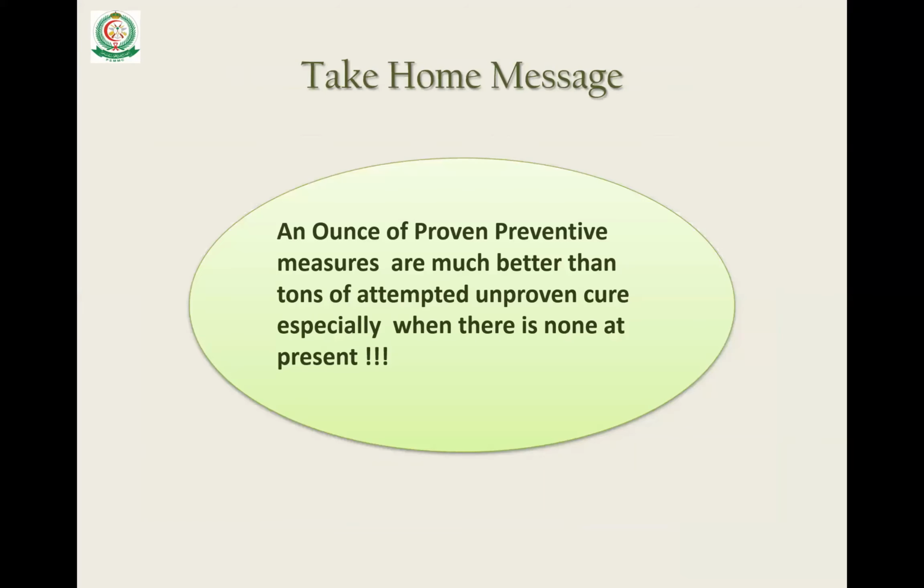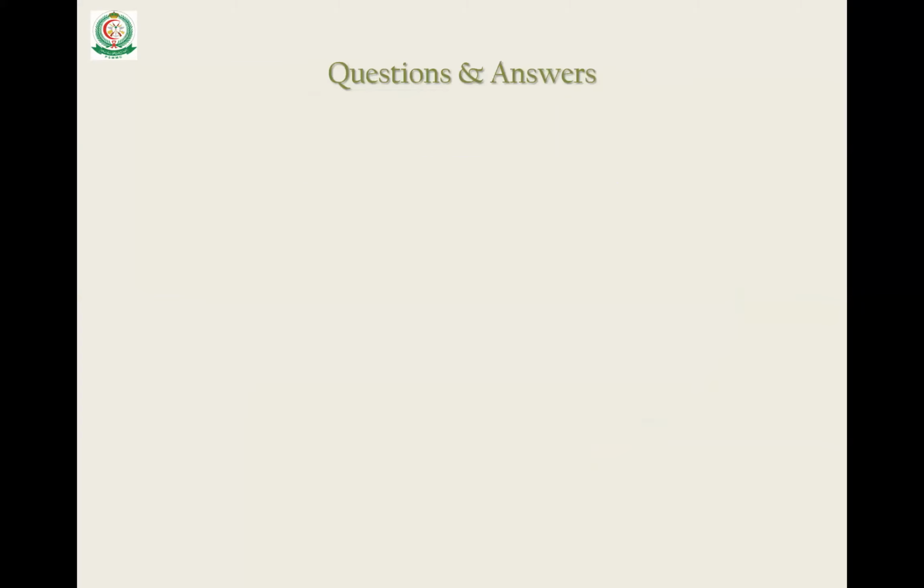So I think by this, I come to the conclusion. An ounce of proven preventive measures is much better than tons of attempted unproven cure, especially when there is none at present. Okay, next slide. Now I will try to answer the questions given to you at the beginning. Okay, next. The first question.